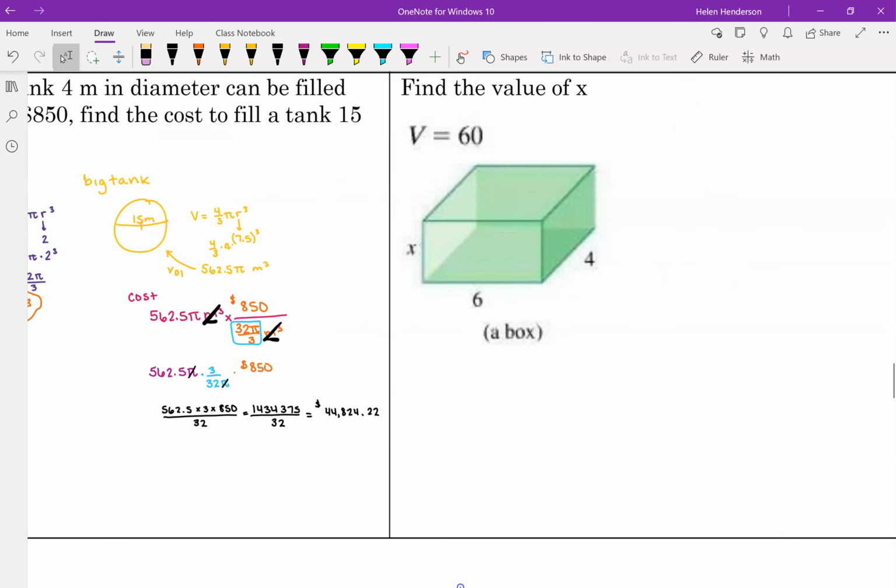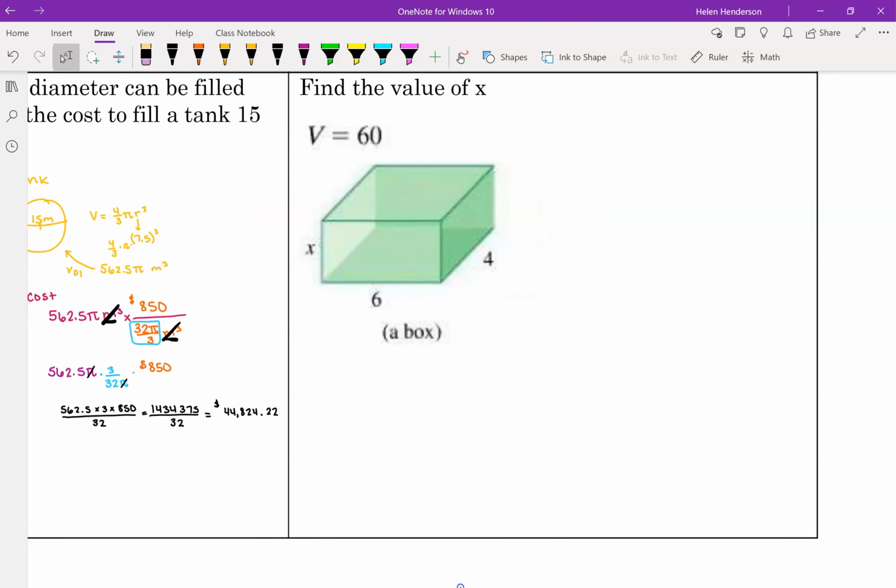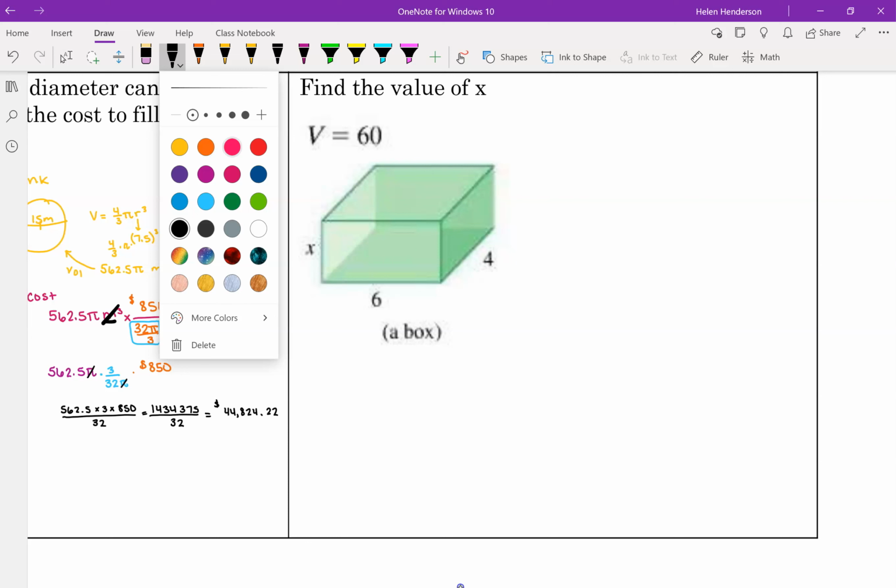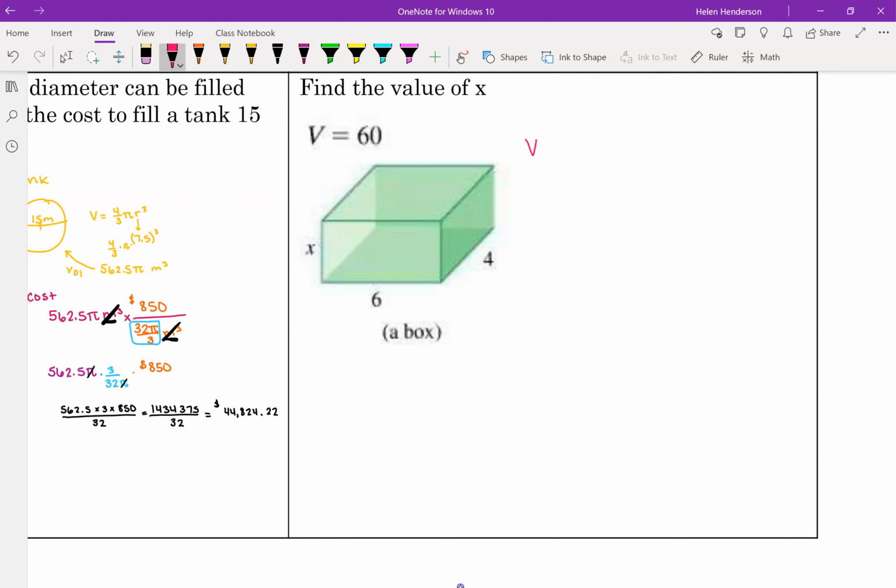Okay, let's try another one. Find the value of x. So I'm told that the volume equals 60 and that the shape is a box. So let's find the volume of the box. So we know that volume is equal to the area of the base times the height.